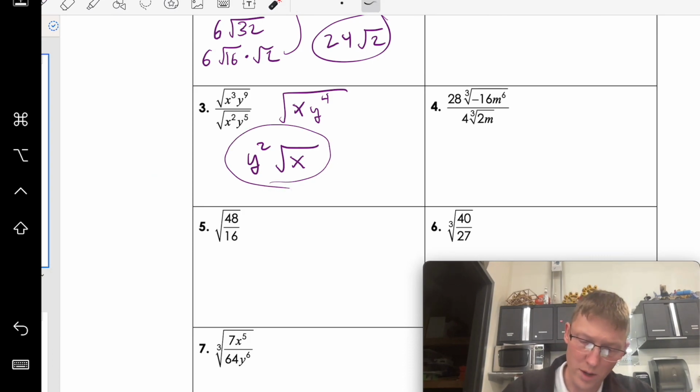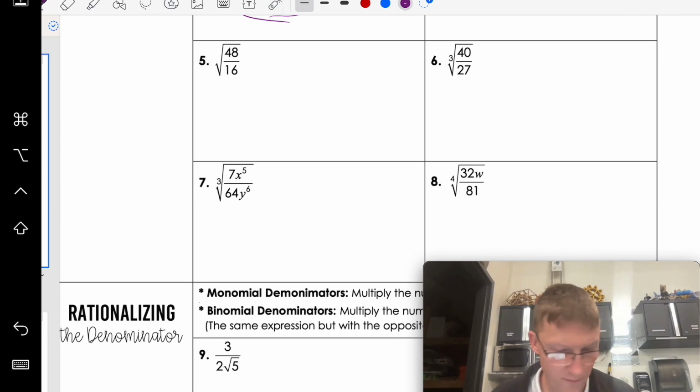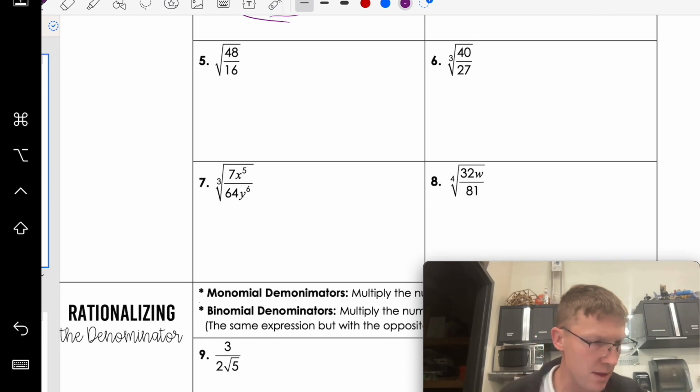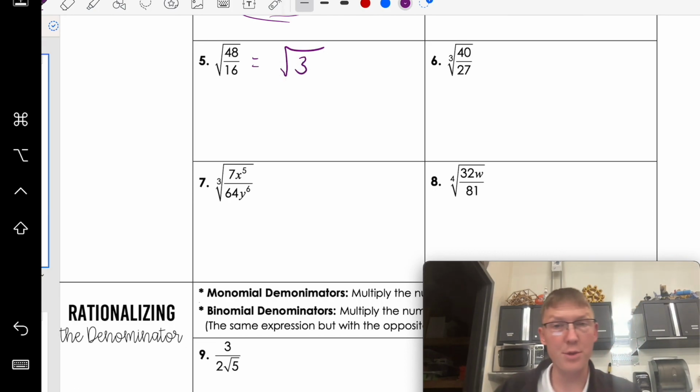So again, we are just dealing with what's inside the radical, and then we'll add the radical back in and simplify. Moving right along, looking at number 5, everything is under a square root. So I'm just going to first take 48 divided by 16. And that is going to be 3. This is easy. So our final answer is square root of 3.